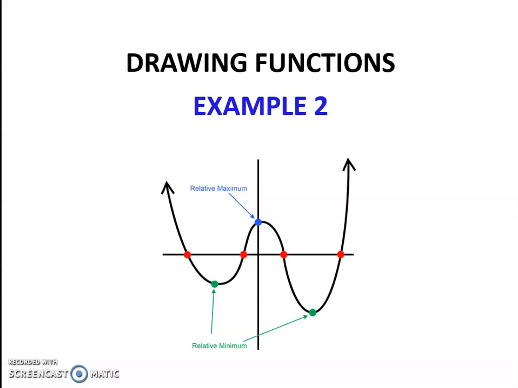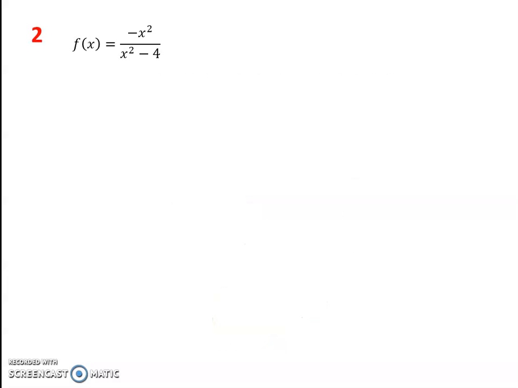Hello, this is going to be the second example of drawing functions. So again, we've got a rational function. Why? Because we've got division between two polynomials, minus x squared and x squared minus 4.